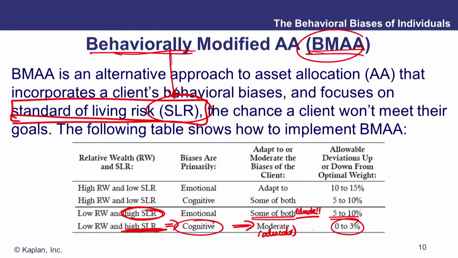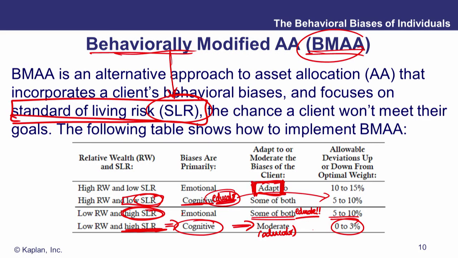Same with cognitive biases where there's a low standard of living risk. Do try and educate, not because of the standard of living risk, but because cognitive biases can be educated away. And when you do that, you don't need to necessarily remove all of them because there's a low standard of living risk. You can still have a portfolio there that has a slight deviation from the traditional finance optimal weight.